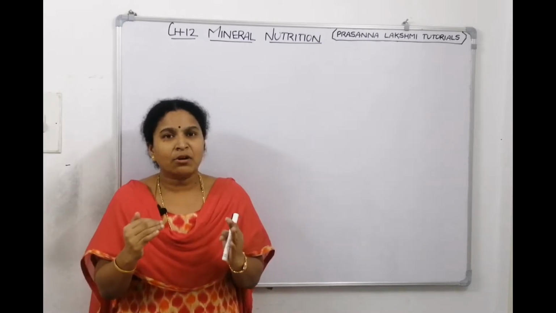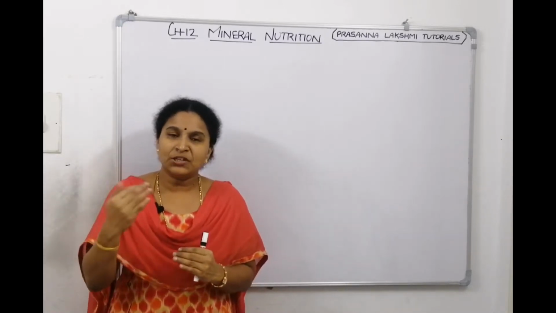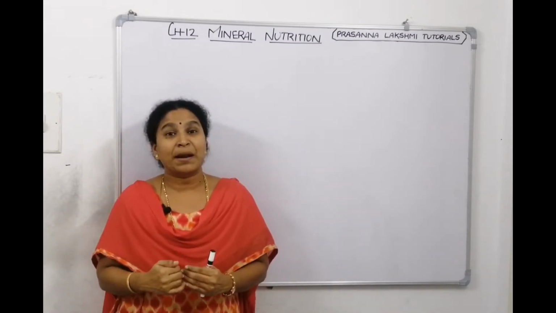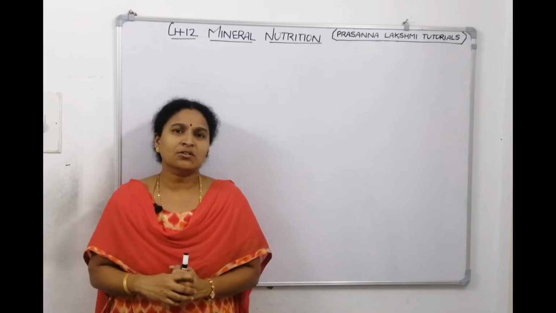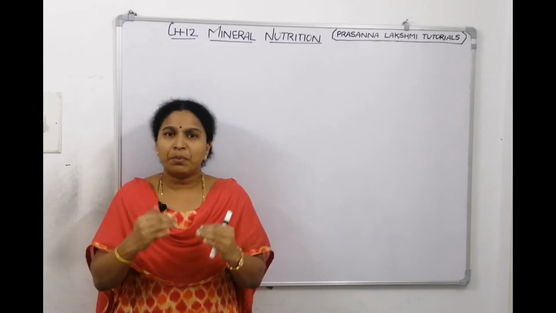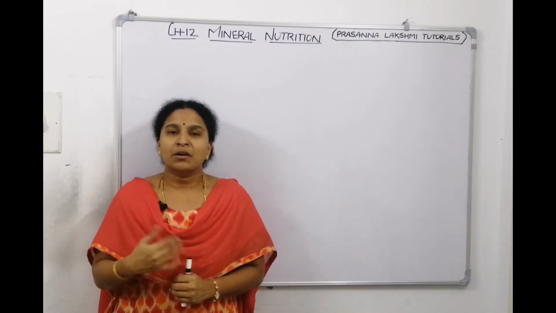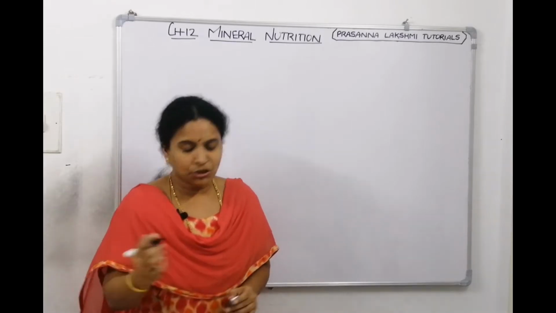Now, for any macroelement, how much concentration should be there? 10 millimoles per kg dry matter. If it is less than that required amount, then the plant will show deficiency. Microelement concentration, what is that concentration? Less than 10 millimoles per kg dry matter. If it goes below that, then the plant will show deficiency symptoms. Now that is our today's topic, deficiency symptoms of essential elements.